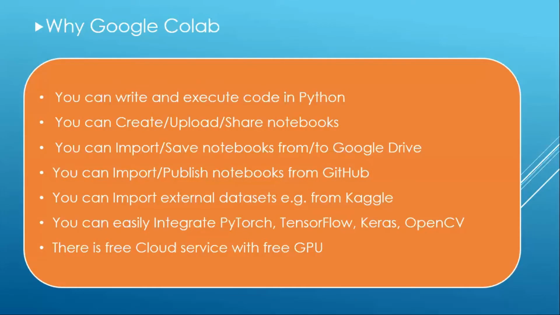You can easily integrate PyTorch, TensorFlow, Keras, OpenCV. These kind of libraries are easily integrable because it runs on cloud, hence it is fast, and you no need to worry about the package import complexities and those things. Google Colab will take care of these things, okay? And then comes the most important point. What is this? Is free cloud service with free GPU, okay?